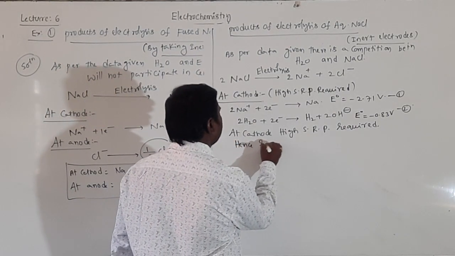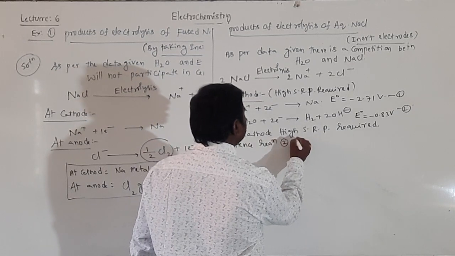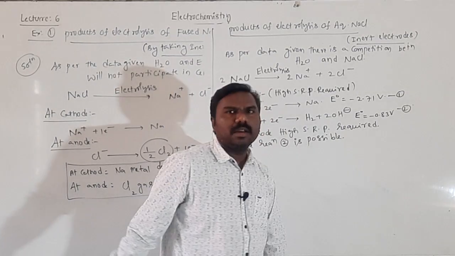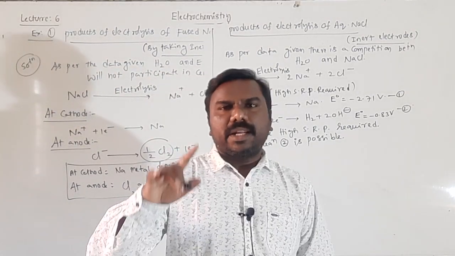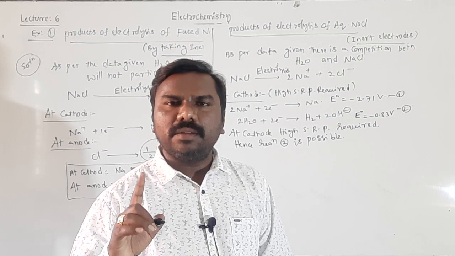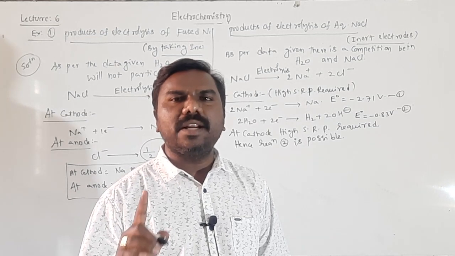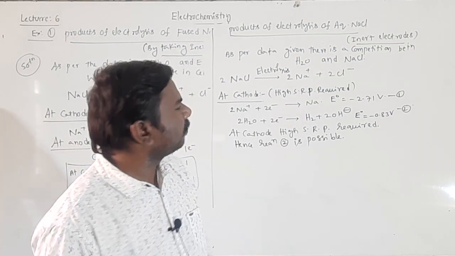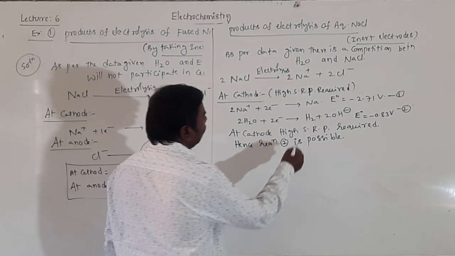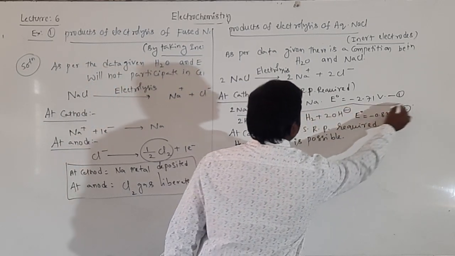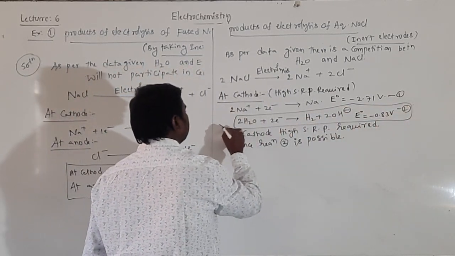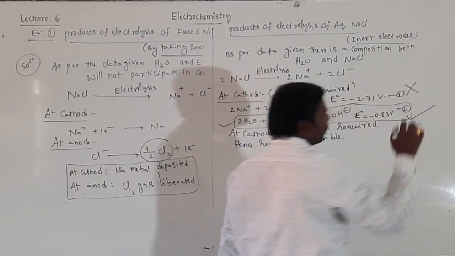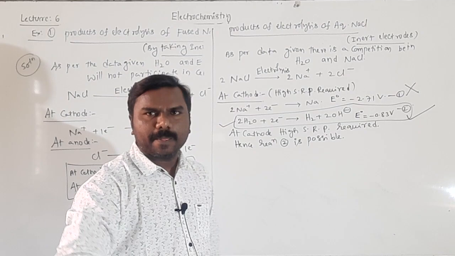Hence, reaction 2 is possible, but not reaction 1. For reduction at the cathode, a high SRP value is required. Minus 0.83 is a higher SRP than minus 2.7, right? So which reaction is favorable, students? The second one is favorable, but the first reaction does not happen, right?